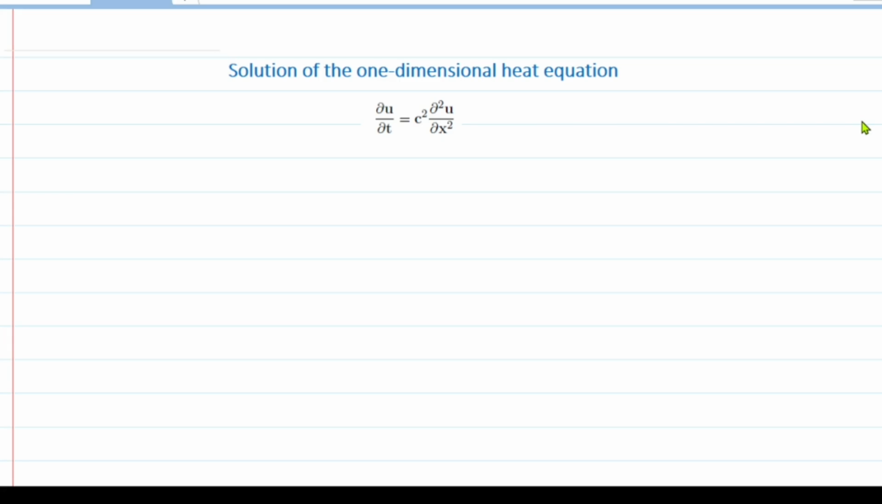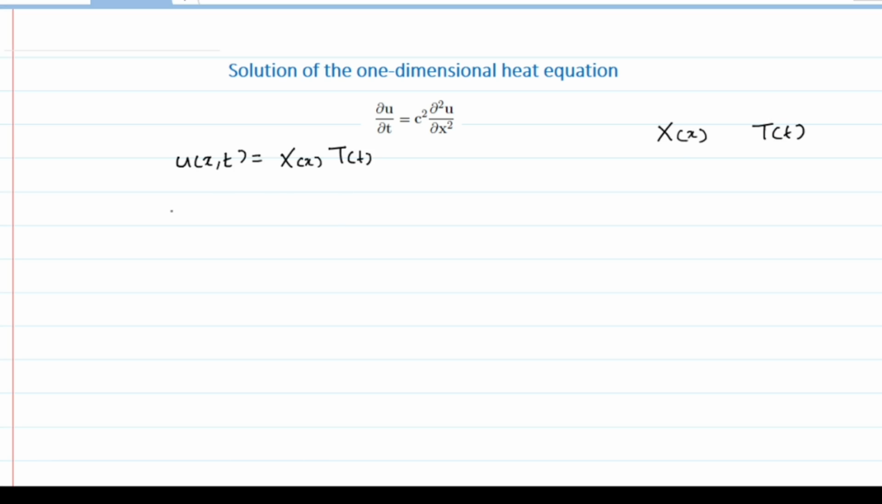Hello, welcome back. We have first of all derived the one-dimensional heat equation. Now let us solve the one-dimensional heat equation by using the method of separation of variables. As we did in the one-dimensional wave equation, we can assume that the solution is of the form u(x,t) = X(x) T(t), where X is only a function of x and T is only a function of t.